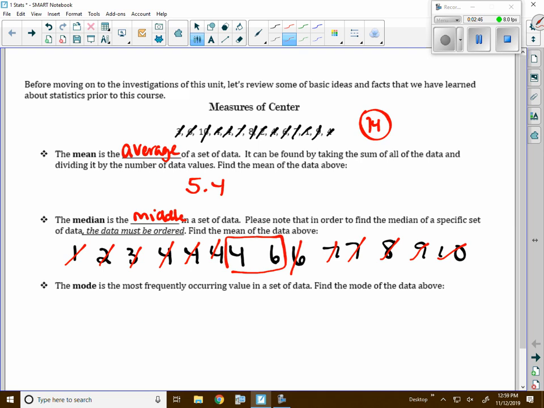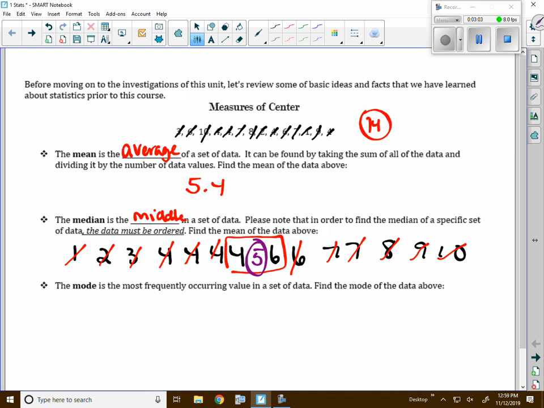Does anybody remember what we do to find the median? You add them together and divide it. Add them together, divide by 2. Find the average. Okay, find the average in the middle. So what's in between 4 and 6? 5. So 5 is going to be our median.